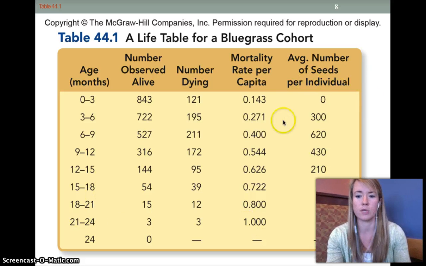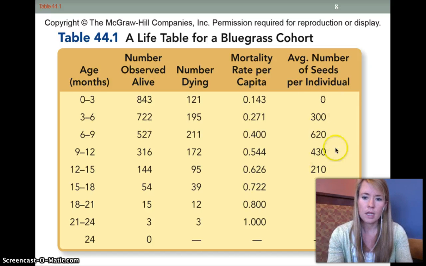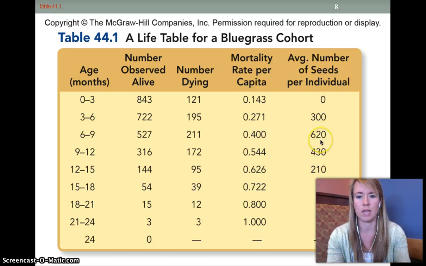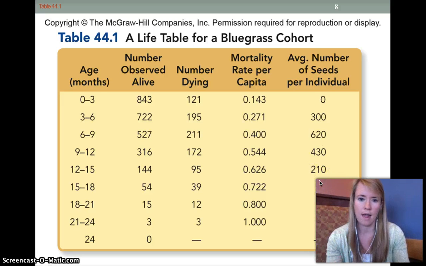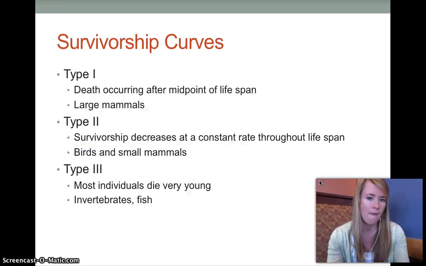And it's also important to look at when they're reproducing. So these plants are reproducing the highest from 3 months to 15 months, and really peaking around 6 months to 12 months. So that's when they're most reproductively active. And as they get into the older stages of life, they are not making as many seeds. They're not having as many reproductive events.